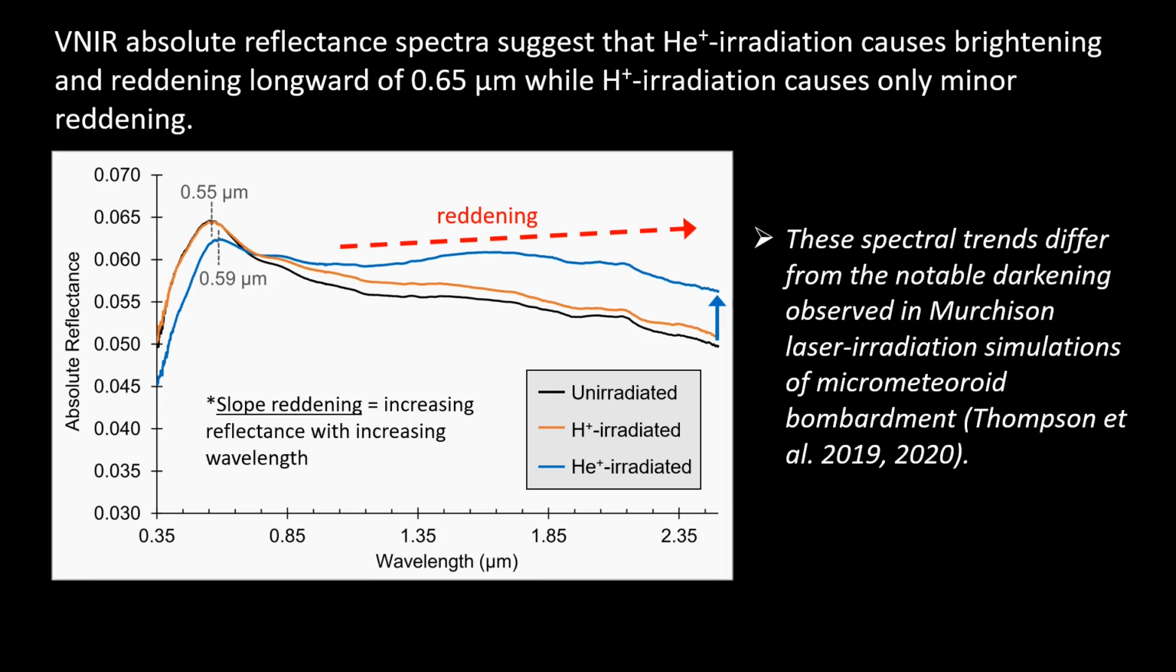Now, these trends actually differ from the spectral trends observed in recent micrometeoroid bombardment simulations performed on Murchison by Thompson et al. 2019 and 2020, where laser irradiated surfaces were actually visibly darker than the unirradiated surface.